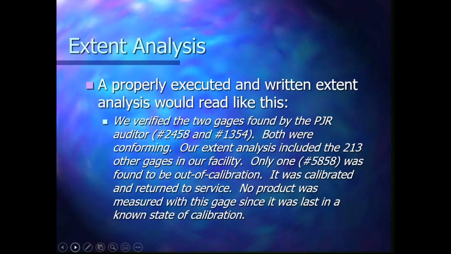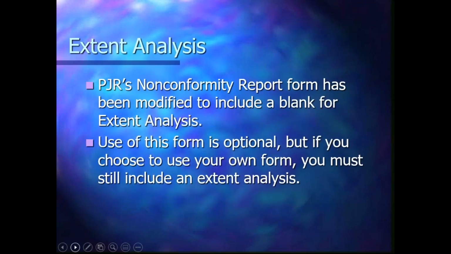It was calibrated and returned to service. No product was measured with this gauge since it was last in a known state of calibration. That's lucky. If product was measured with that gauge, since it was in a last known state of calibration, you would need to look at what product was measured and possibly recall it. All of that is part of an extent analysis.